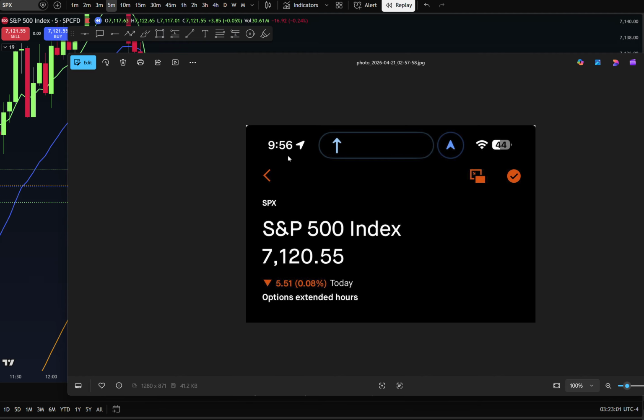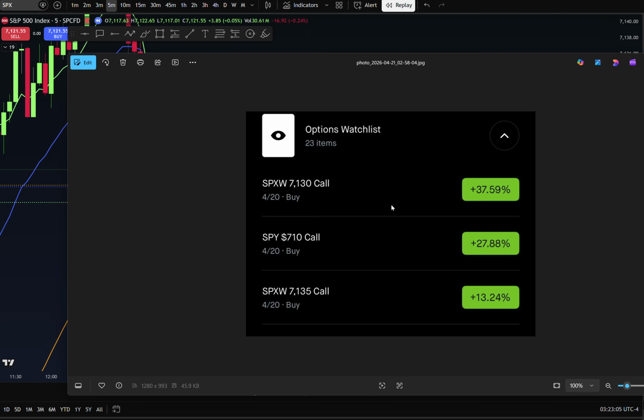It hit, and I took a screenshot, but I didn't play. These were the plays, right? So I added to watch list, and it pumped this much. For some of you guys that play very safe, when you are up 20%, 15%, you sell, I think this was a good play for you.